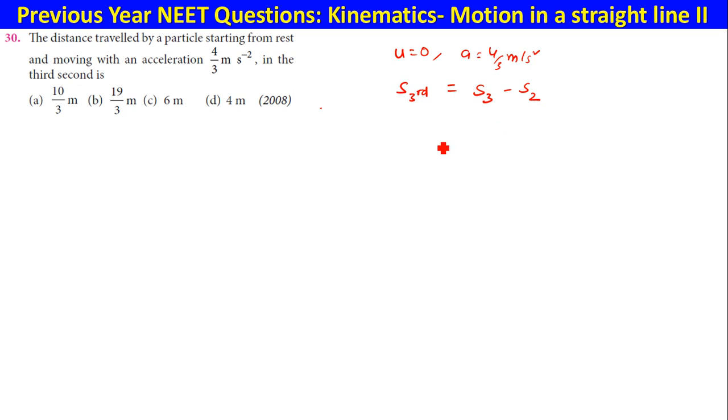I hope you know it. Now let us find out S3, that is, the distance in 3 seconds. Let us apply ut plus half at square here.